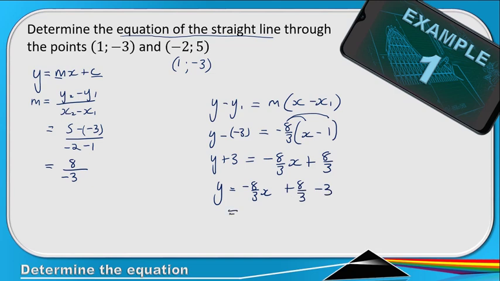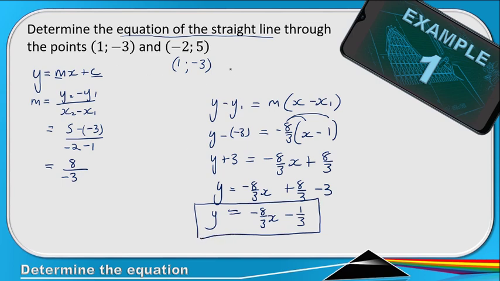And then I'm just going to add my like terms over here. This has got an x, so I can't add that. So you have negative 8 over 3x. This becomes minus 9 over 3, so this becomes negative 1 over 3. All right, so here we have our standard form.